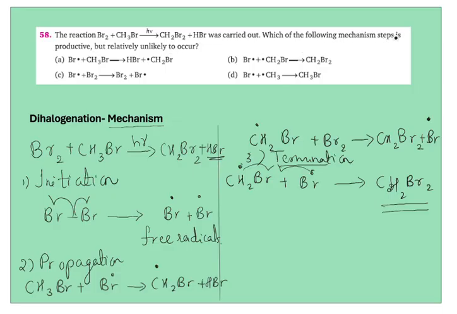Which of the following mechanism steps is productive but relatively unlikely to occur? So what is the reaction which is productive? That means it is going to form our product, but it's most unlikely to happen. That means the frequency of collision of these species is low. So just observe here, where do we have this last step? This is the termination, which is productive, but it's most unlikely to happen due to the low concentration of these species, and that is present in option B. Therefore, the right option here is option B.